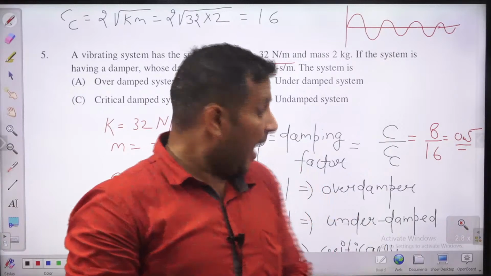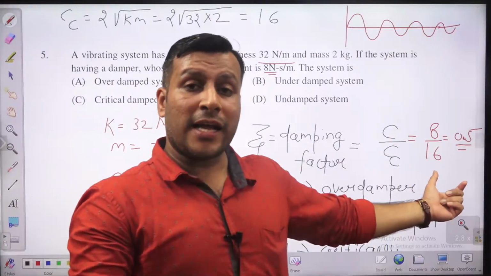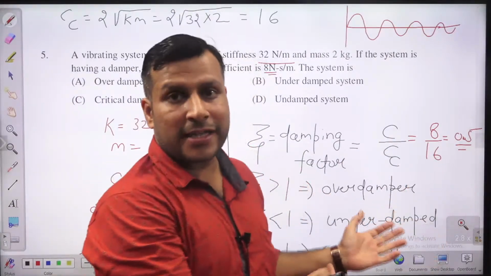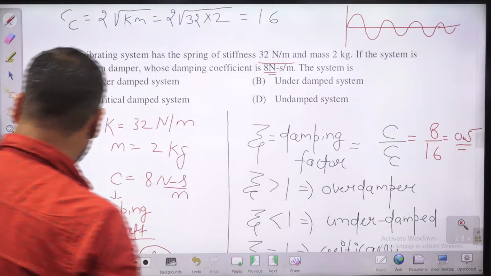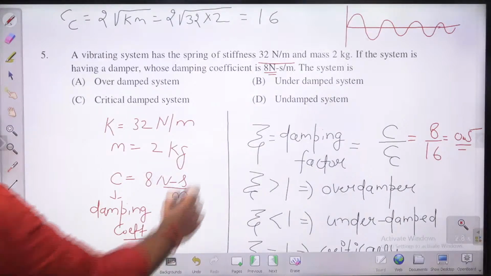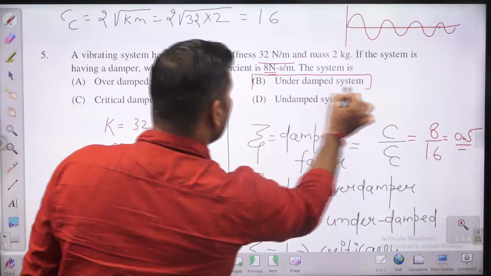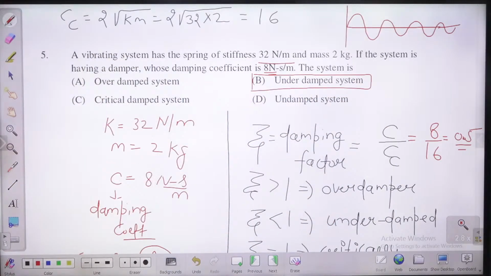Are you getting, guys? And he can ask you about the zeta value, like what value of zeta you are getting, or third case he can ask you whether the system is overdamped, underdamped or critically damped. So as zeta is coming out less than 1, it means it is a case of an underdamped system. So B is the right answer for this question. Very good guys, those who are answering B.